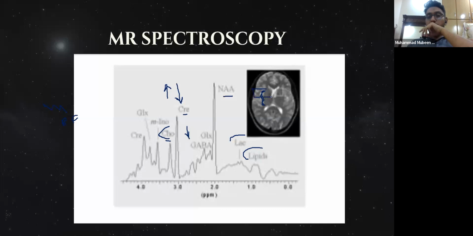So we place a voxel at the margin of the tumor and we calculate the signals. A voxel which shows that the choline peak has died down means that there is no tumor infiltration in that area. There is no increased cell turnover.